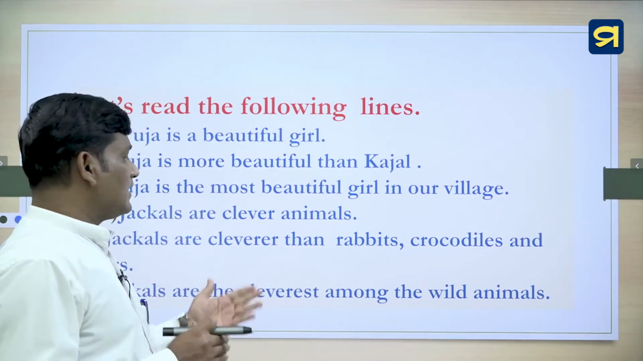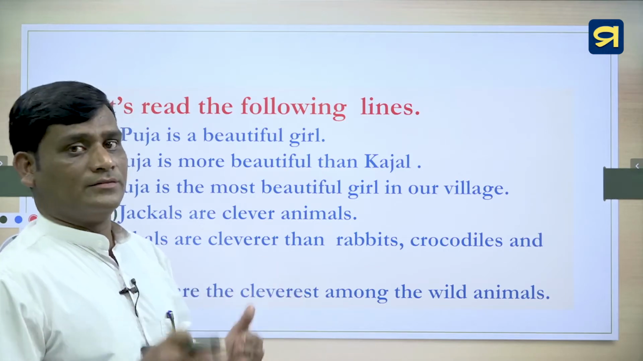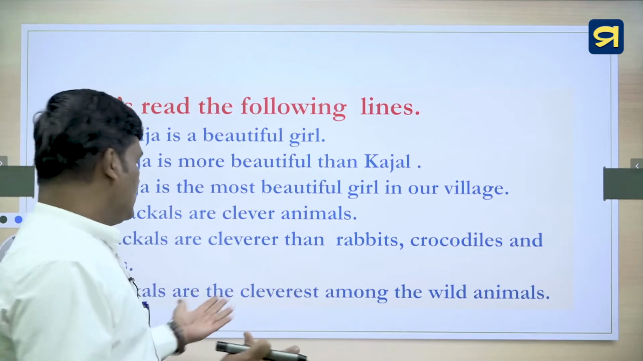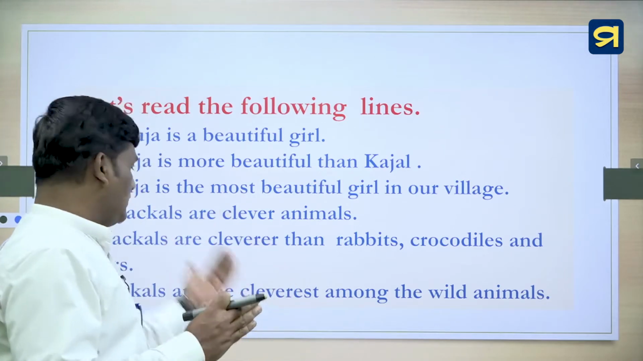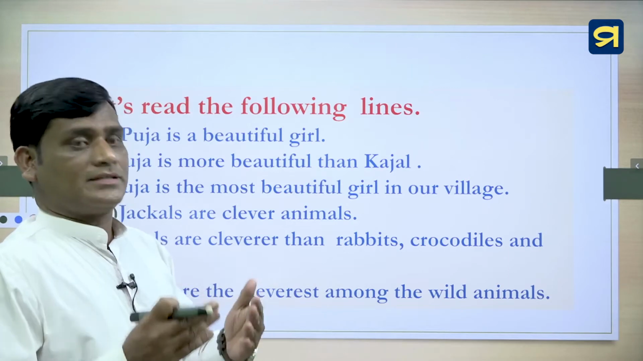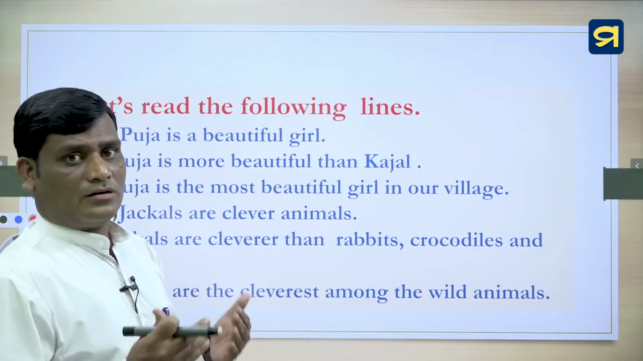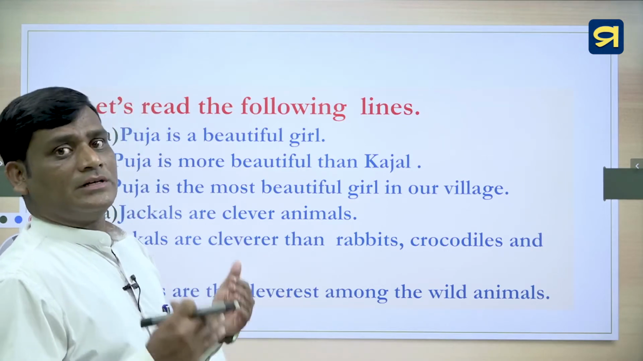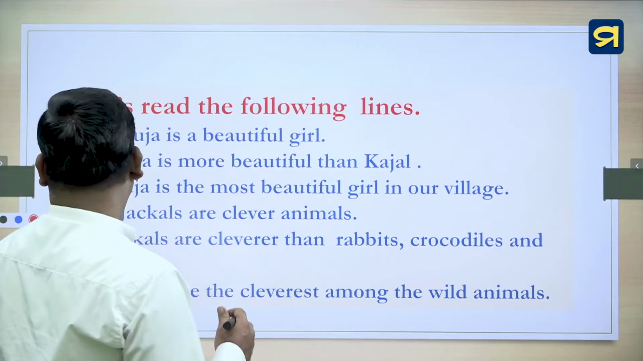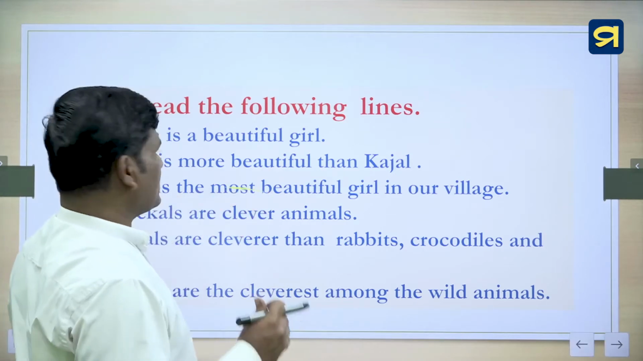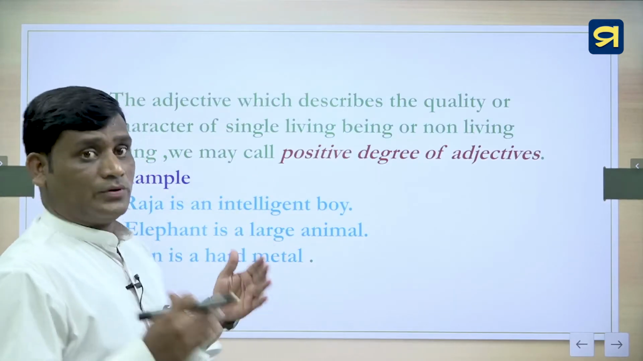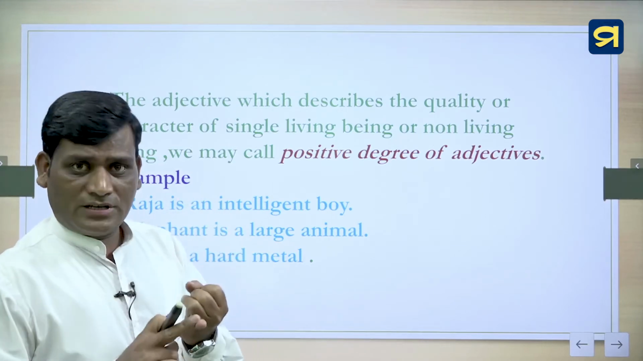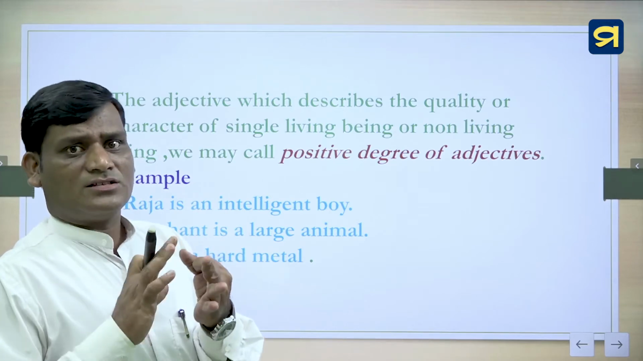Similarly, jackals are the cleverest animals among the wild animals. Here, jackals are compared with all the wild animals. Here, the quality of jackals is highest compared to the wild animals. So, here, the superlative degree of adjective has been used. Now, we will proceed to the next. From all this discussion, we come to know that there are 3 degrees of adjective. One is positive, another is comparative and another is superlative.